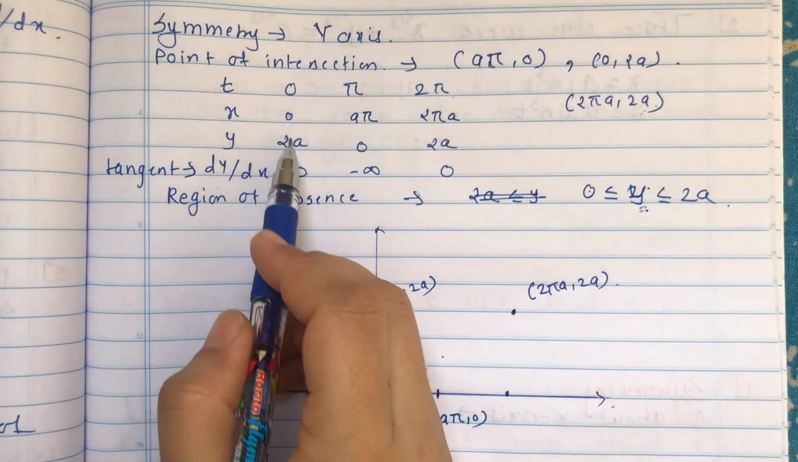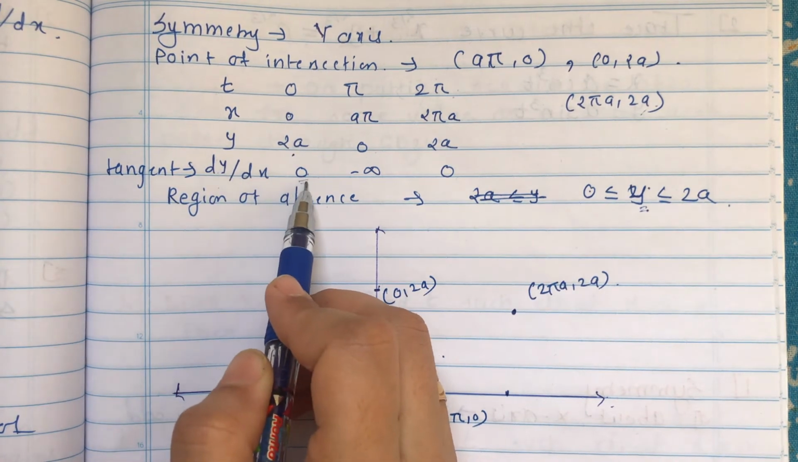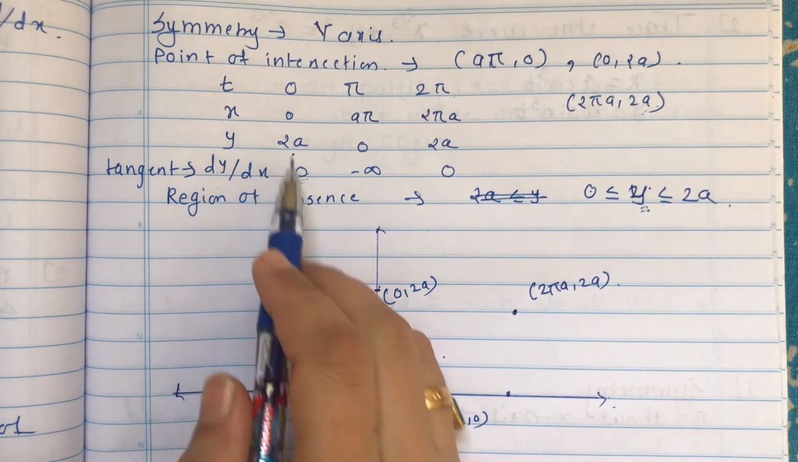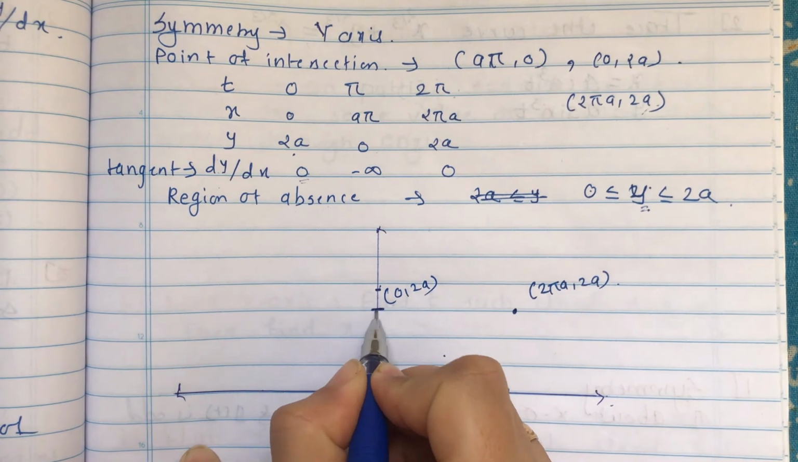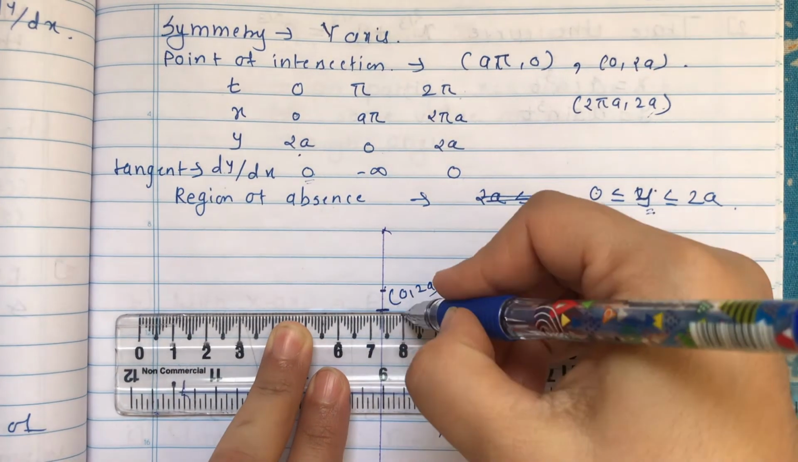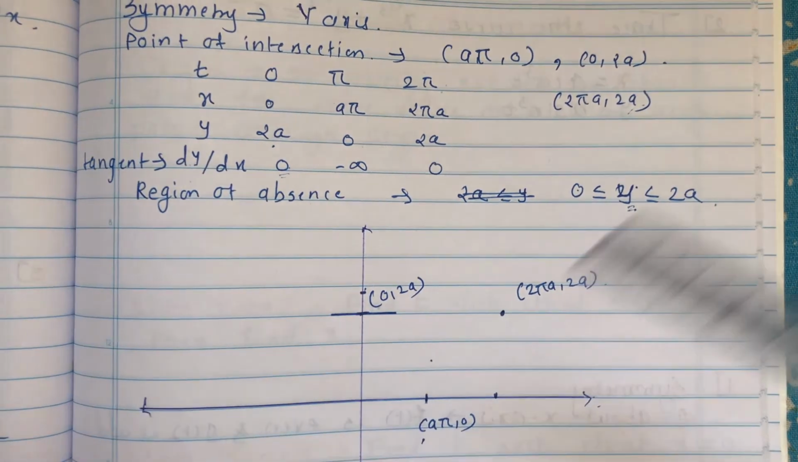So at 0 comma 2a, the nature of the tangent is what? dy by dx value is 0, so the tangent will be parallel to x axis. So 0 comma 2a means this point, and for this point the tangent is parallel to x axis, right? So I will draw a tangent line.